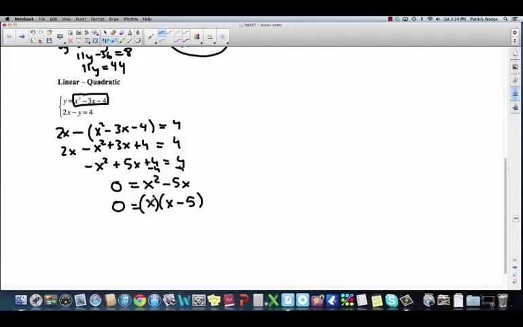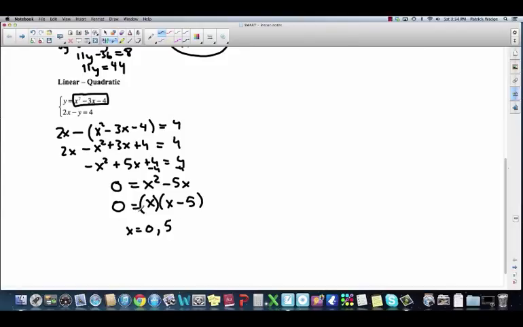Yes, one solution is 0. If this x here was 0, that would work. The other solution is 5. Great. Am I finished? No. You must now figure out the y values for each of these two solutions. So you got to plug 0 into one of these, get an answer, and then plug 5 into one of those and get an answer.